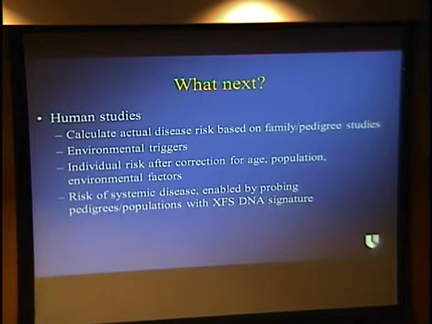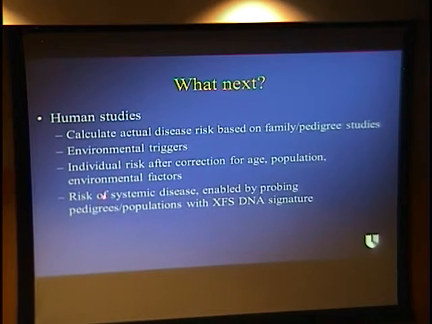And we want to determine the molecular and cellular mechanism in cells, in tissues, and of course, ultimately, in the animal model. In the human studies, we could calculate the actual disease risk in family and pedigree studies if we knew exactly the code that we need to look for, which we don't currently have. We can also explore the environmental triggers for this disease, knowing who is in fact at risk and who is not. And we can correct for age, population, and environment. We can do a lot of studies we can't currently do now.